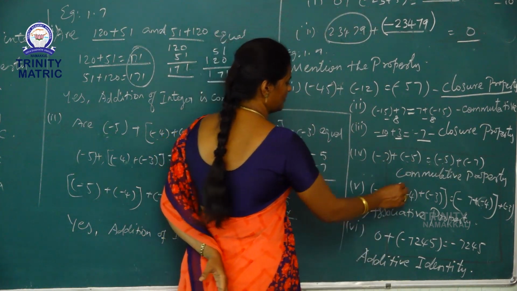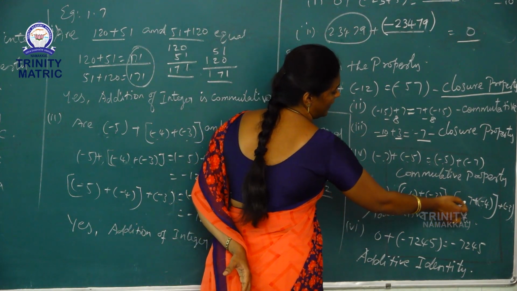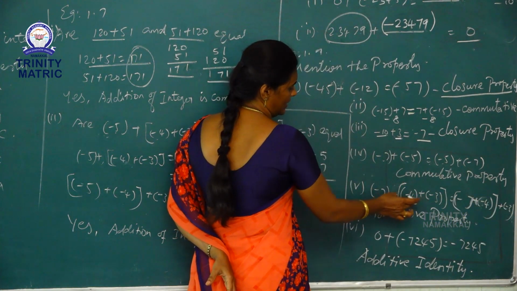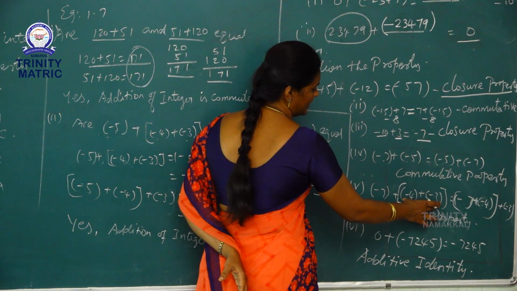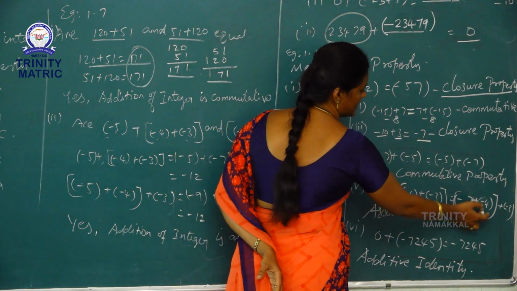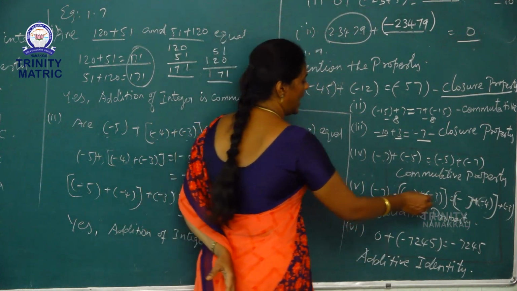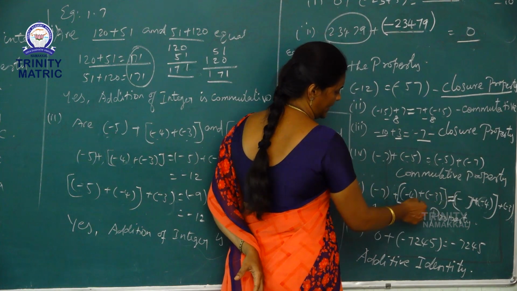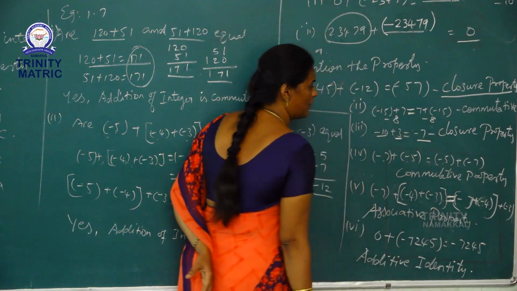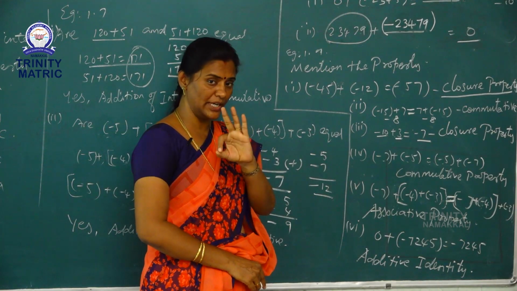See here, minus 7 plus minus 4 plus minus 3 is equal to minus 7 plus minus 4 plus minus 3 with different brackets. See here, the bracket is on the first and second terms, but here the bracket is on the second and third terms. Here the brackets are changed. So what property is this? If we add the integers in any order, we get the same answer. That is why they are given equal here. So this is associative property. In closure property and commutative property, we take only two integers. In associative property, we take three integers.